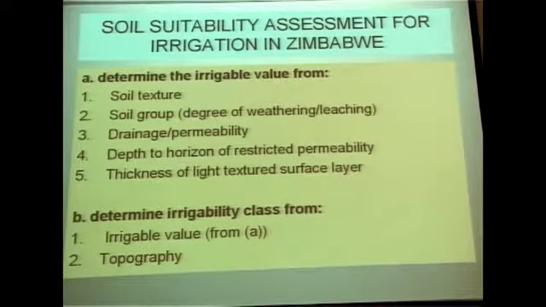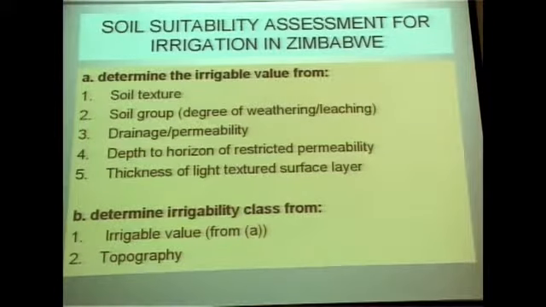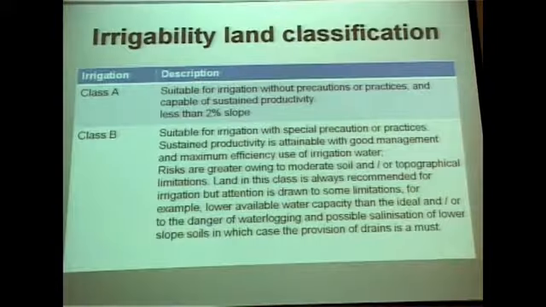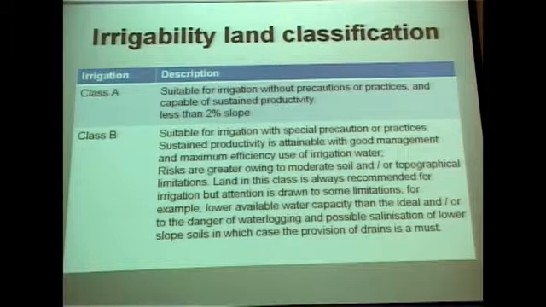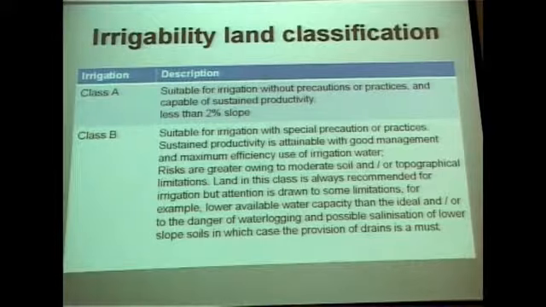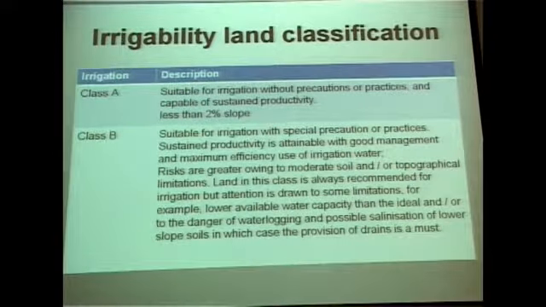Normally, the steeper the land or the proposed irrigation site, then the lower the irrigability class. I'll just show you the example that we have in terms of irrigation class. We have what we call the Class A, and these are the best soils or the best sites for irrigation, and we can do irrigation without or with very minimum precautions. And normally we tend to have slopes of less than 2%.